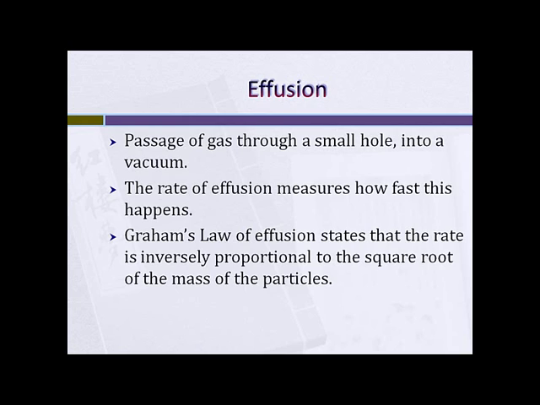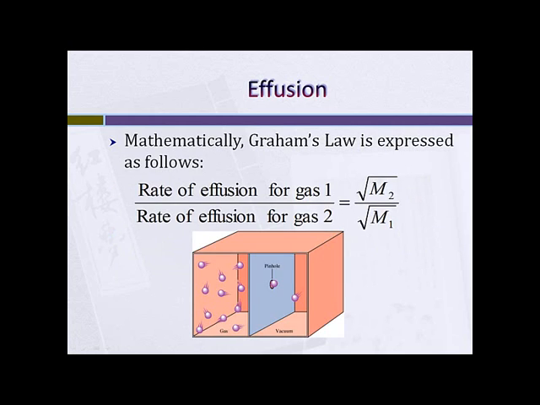Graham's law of effusion states that the rate is inversely proportional to the square root of the mass of the particles, and it's something that he determined back in the 19th century. Mathematically, it's expressed as follows. The rate of effusion for gas 1 relative to the rate of effusion for gas 2 is equal to the square root of the molar mass of gas 2 divided by the square root of the molar mass of gas 1. And as you can see down below, you have the gas on one side, a pinhole, and a vacuum. And the rate of gas getting through that hole is what we measure.